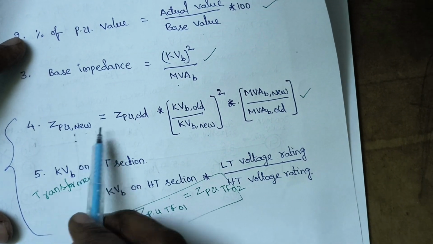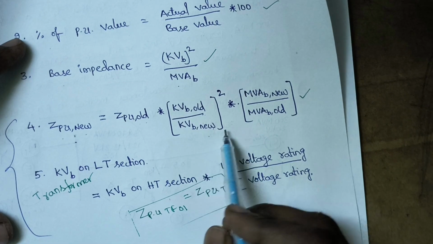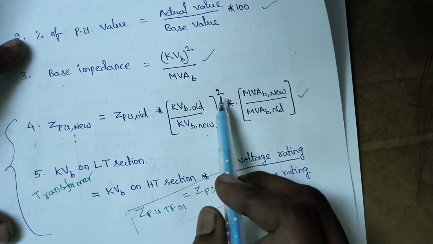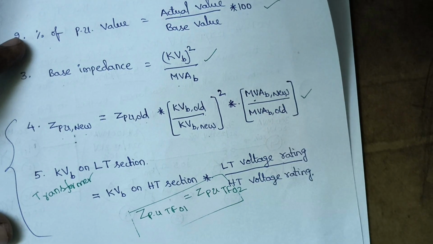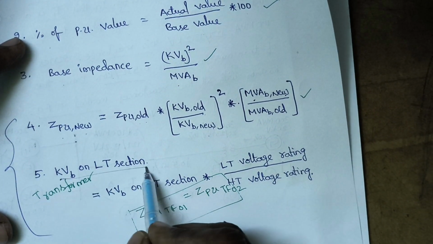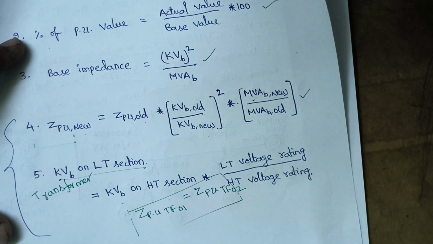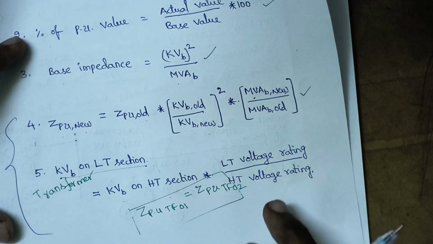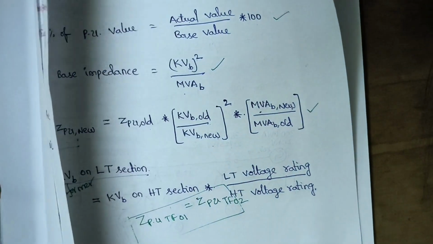Z per unit new is equal to Z per unit old into (kV base old divided by kV base new) whole square, that is multiplied by MVA base new by MVA base old. And kVb on LT side is equal to kVb on HT side, that is multiplied by LT voltage rating divided by HT voltage. So these are the formulas we know.